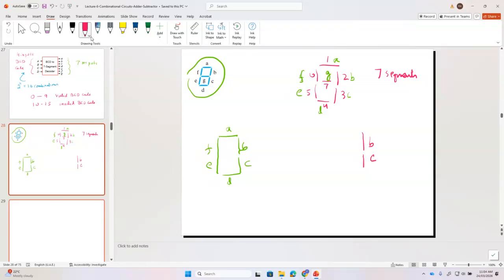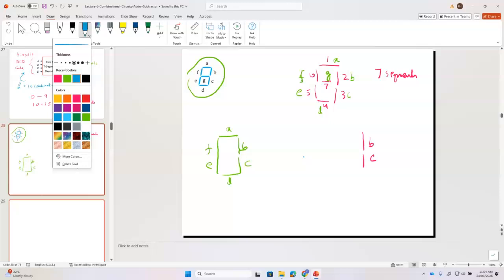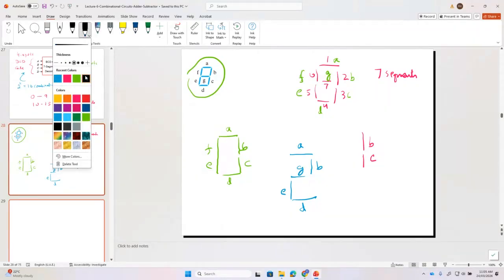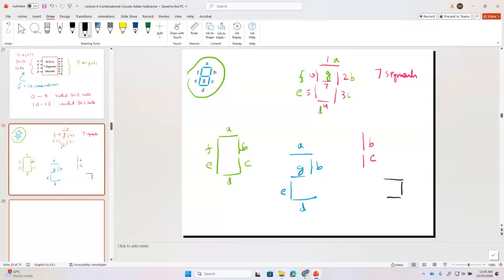Now let's assume we want to display 2. This is my 2. Which segment should be on? A, B, G, E, D. Any question? Okay. Now if you want to display 3, which segment should be on? A, B, G, C, D. So these segments should be on.